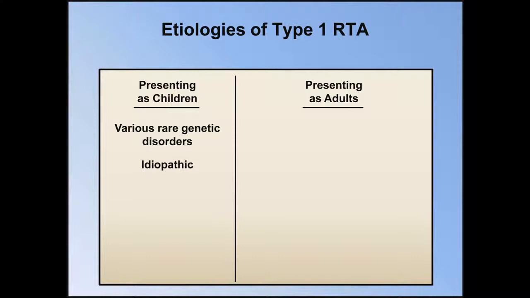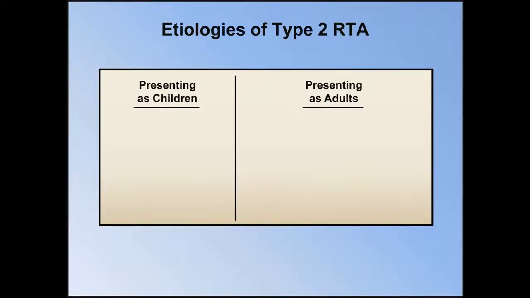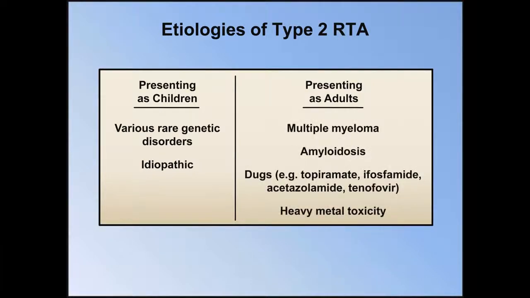In adults, etiologies include a variety of autoimmune disorders, best described in Sjogren's syndrome, rheumatoid arthritis, and lupus, as well as a number of drugs, hypercalciuria, obstructive uropathy, cirrhosis, and chronic toluene toxicity. Type 2 RTA in children is also usually due to various rare genetic disorders or is idiopathic. In adults, it may be due to multiple myeloma, amyloidosis, a variety of drugs, or heavy metal toxicity.